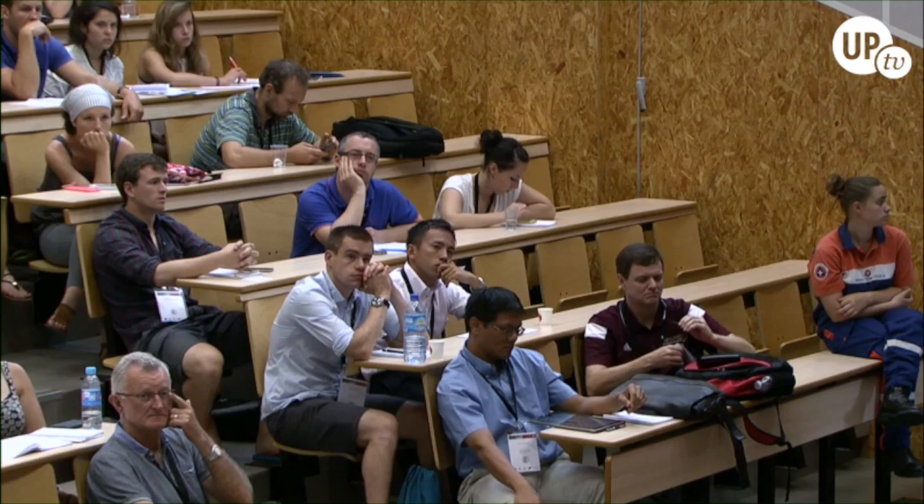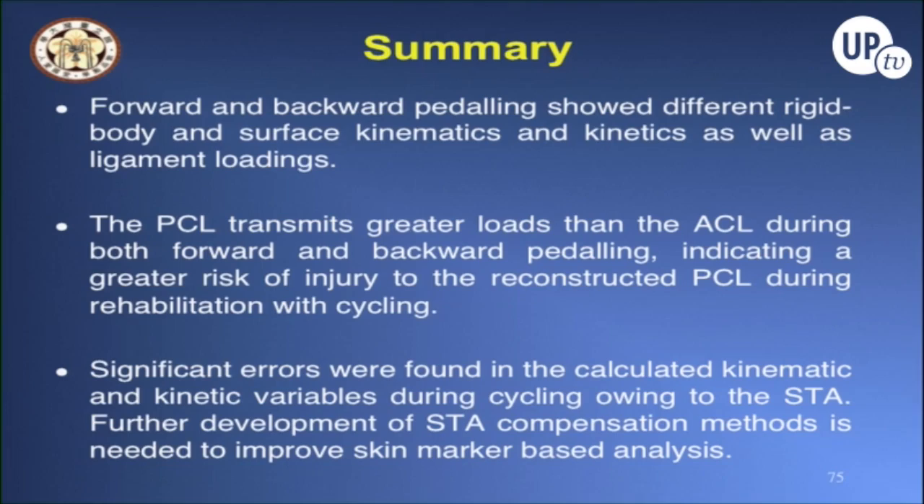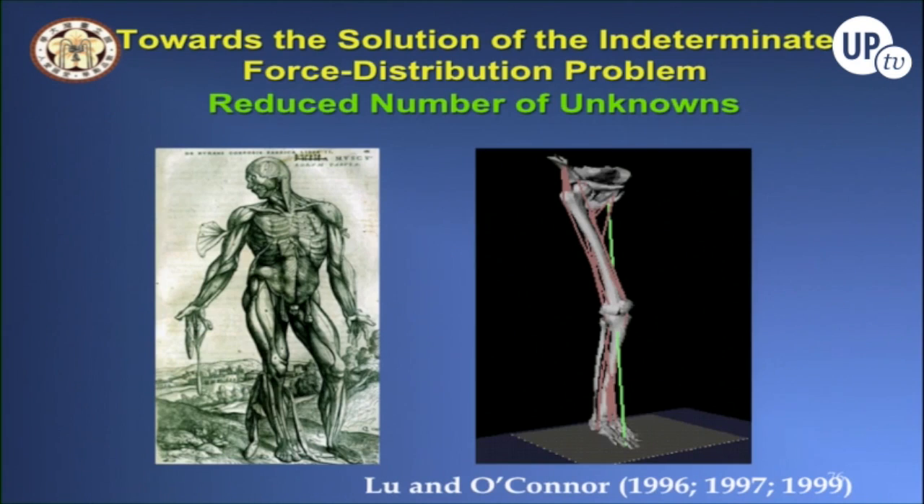And obviously, other parameters can affect the results as well. You can change the height of the seat, you can change the resistance, etc. We did not consider those parameters in this study, but this is a beginning of basic knowledge. Significant errors were found in the calculated kinematic and kinetic variables during cycling, mainly due to the skin movement artifacts. And further development of the compensation methods may be necessary to improve the calculated results.